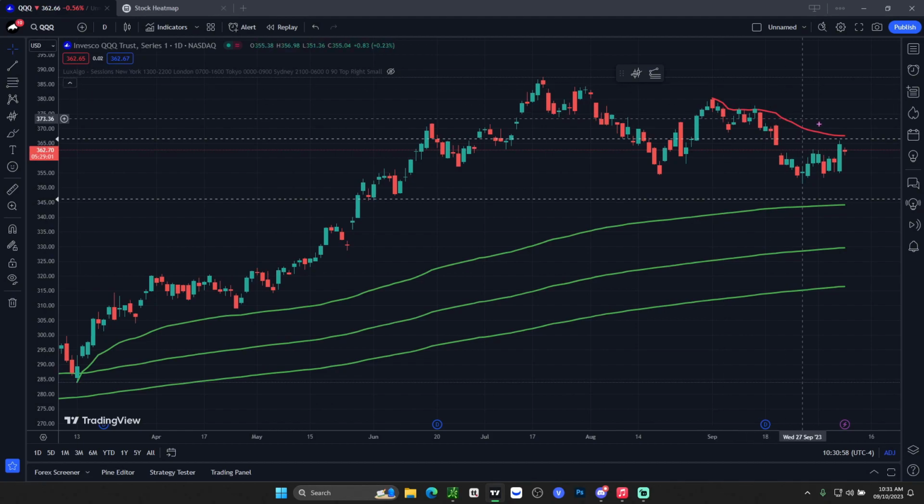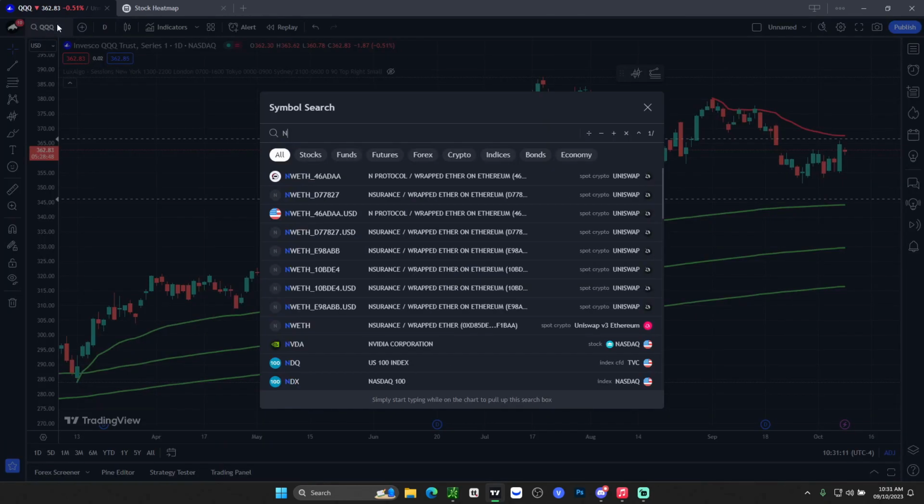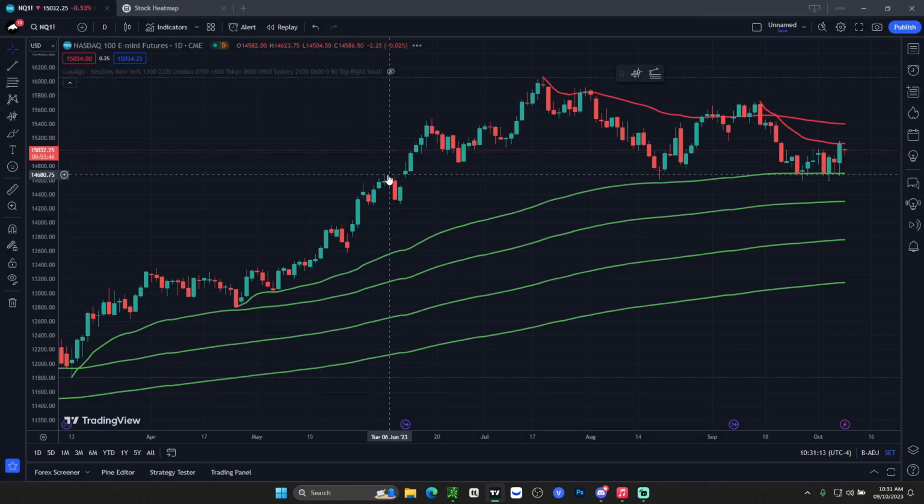Again, if we break out, we do have quite a lot of upside room to continue to run. If we go to the downside, we have a lot more supports, which is going to be the 330, 316s, but we'll cover them if we start to break out. Now to quickly then cover the Nasdaq Futures as well.